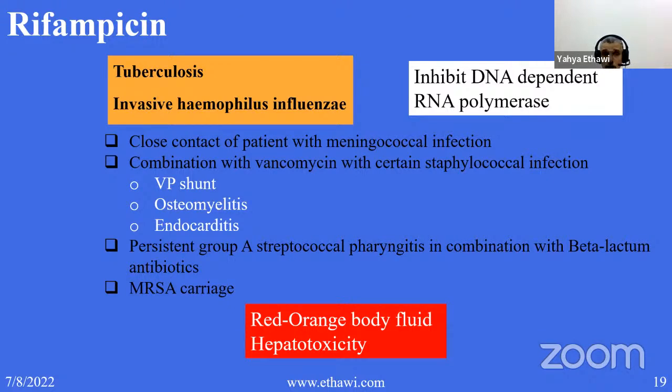It is being used in close contacts of patients with meningococcal infection, and it's used in combination with vancomycin for certain staphylococcal infections. Therefore, it's very good for VP shunt, osteomyelitis, and endocarditis. We use it also for persistent group A streptococcal pharyngitis in combination with beta-lactam antibiotics, and it's very important for MRSA carriage. It causes discoloration of secretions, such as red-orange body fluid, and hepatotoxicity.